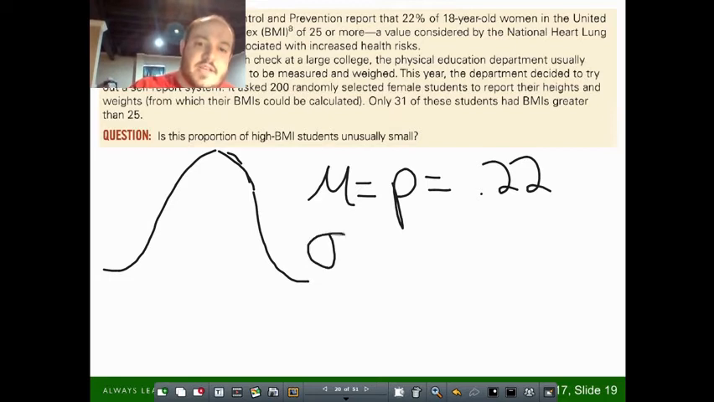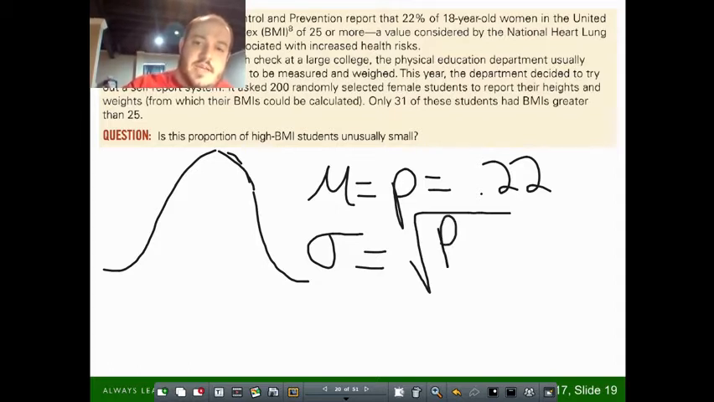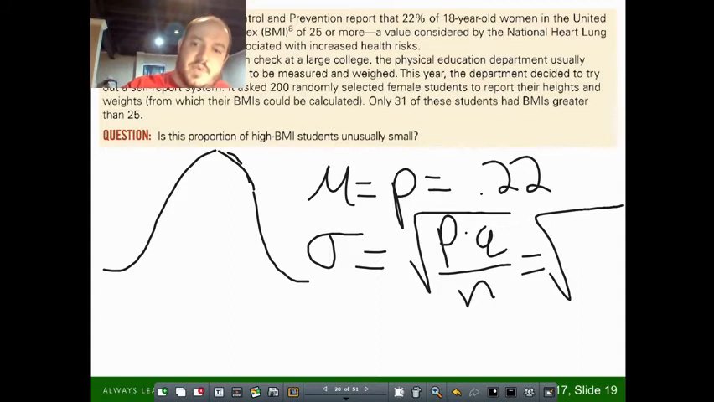And our standard deviation is, by following that formula we have, the square root of p times q divided by n, which in this case would be the square root of p, which is our 0.22, times our q, which would be the opposite of that. So that would be 0.78. Sorry, I'm going off the screen there.